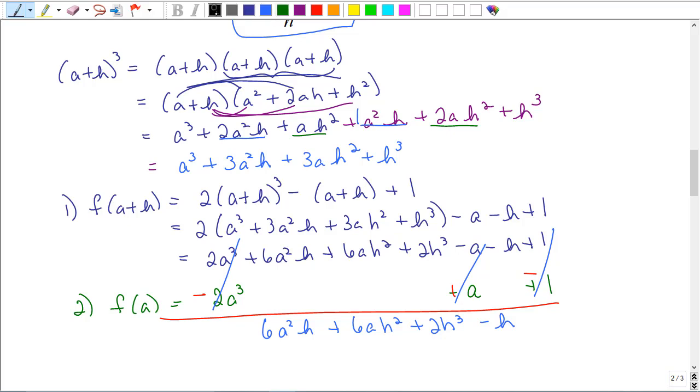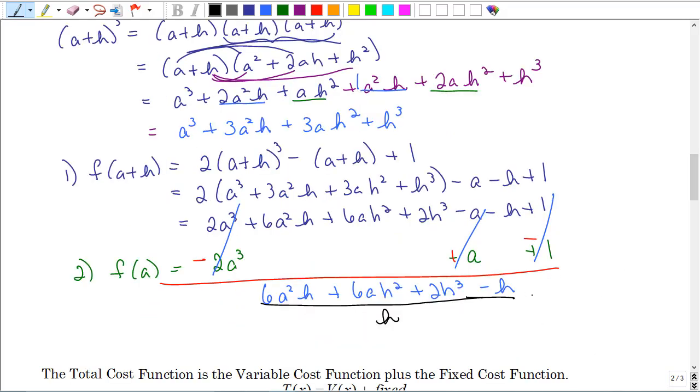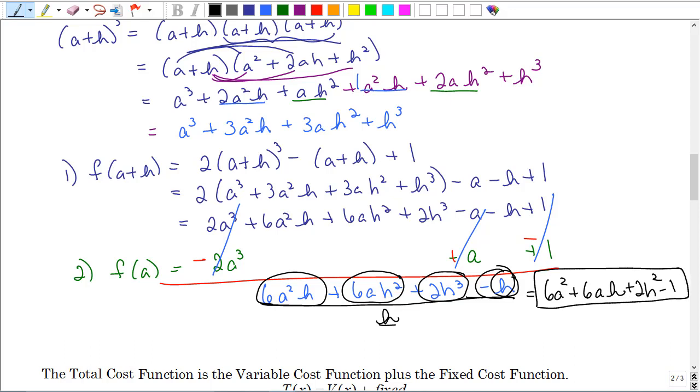And then the last step is to divide everything by h. So if I do that individually, I would have this divided by h, which would leave us 6a squared. This divided by h would leave me 6ah. This divided by h would be 2h squared. And again, actually I need to loop in that negative. That's going to be minus 1. So not hard, just kind of tedious.